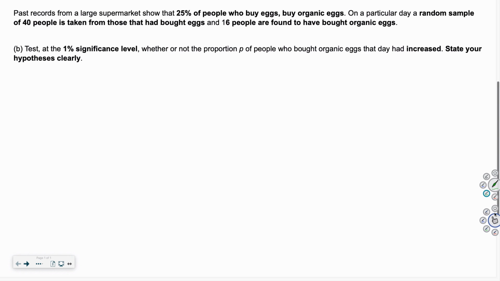State your hypotheses clearly. So the first thing we're going to do is look at this important sentence. State your hypotheses clearly. So let's do that first. Our null hypothesis and our alternative hypothesis. We're going to have p because that's the proportion of people. So H0: p equals and then our probability, 0.25. And then H1: p, the alternative hypothesis, is going to be greater than, because we're saying has it increased? So greater than 0.25.